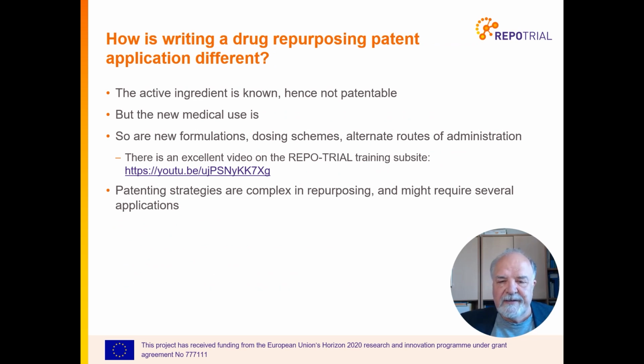When you actually sit down and write it, how is writing a drug repurposing patent application different? With drug repurposing, by definition, the agent you are repurposing is known, so it's not patentable anymore as such. But the new medical use, of course, that's what you want to patent. In many cases, you will have to change everything about how you present the API anyway, because your target population will be different. You might want to choose a new route of administration, a new formulation, new dosage schemes, whatever. And all this might be patentable if you can show that it fits the new target population.